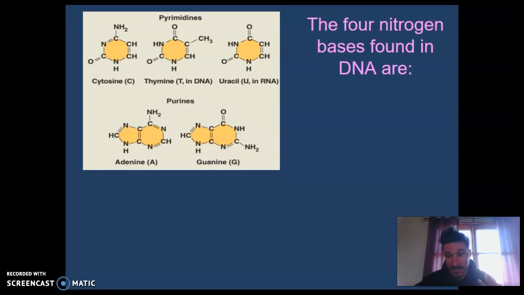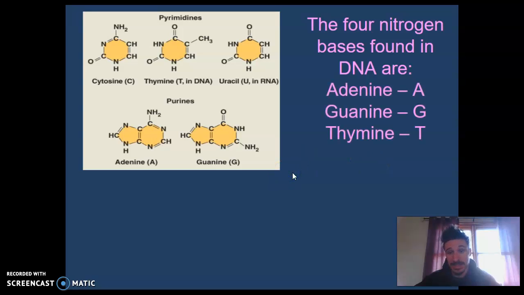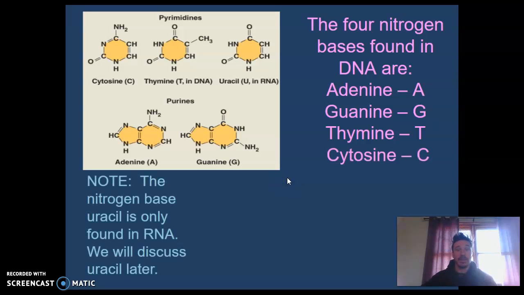There are 4 of these nitrogen bases found in DNA, all right? That means any nucleotide in DNA can have one of these 4 nitrogen bases as one of their 3 parts. So they are adenine is A, guanine G, thymine T, and cytosine C. Note, even in the picture here, that uracil is only found in the molecule RNA, which we have yet to talk about.